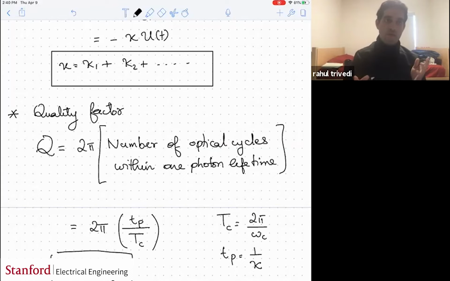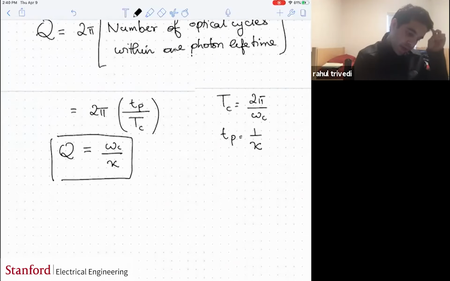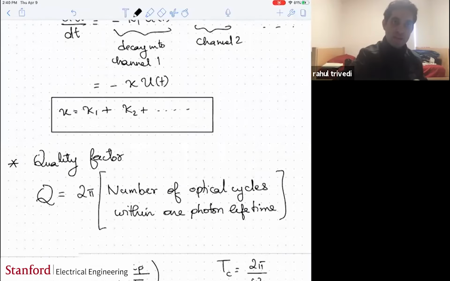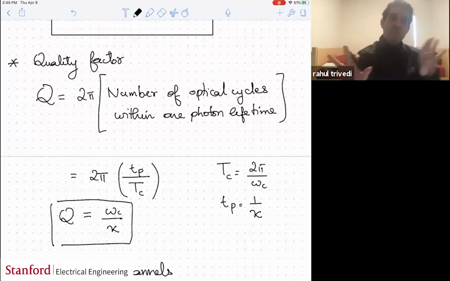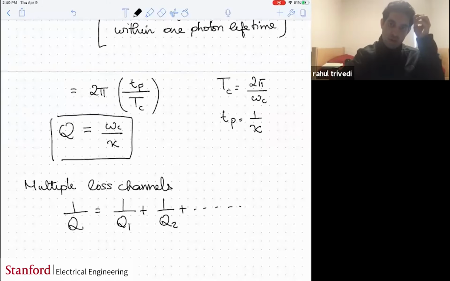Okay. So for a lossless cavity, kappa is 0, so your quality factor is infinite. For a lossy cavity, you'll have a finite Q factor. The larger the quality factor, the more lossless the cavity is. And because these kappas add, these quality factors add in reciprocal, right? So for multiple loss channels, your total quality factor is given by 1 over the sum of the reciprocals of the quality factors of the different loss channels. So if you have quality factors for different physical mechanisms that are introducing loss in the cavity, to add them together you need to reciprocate them and not add them directly.